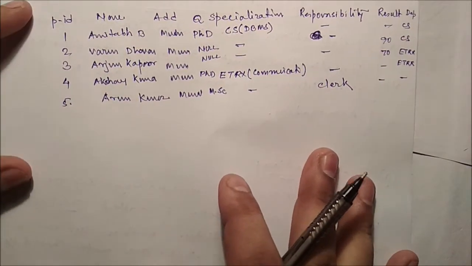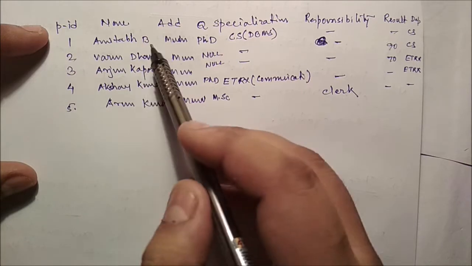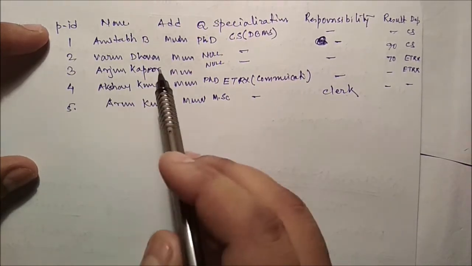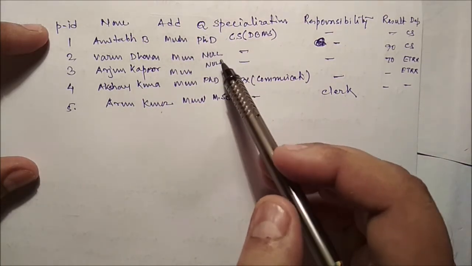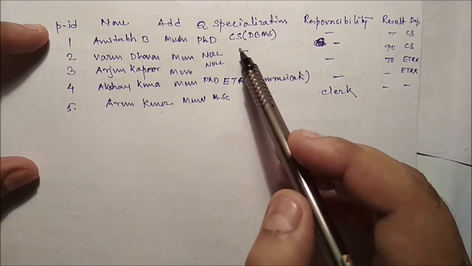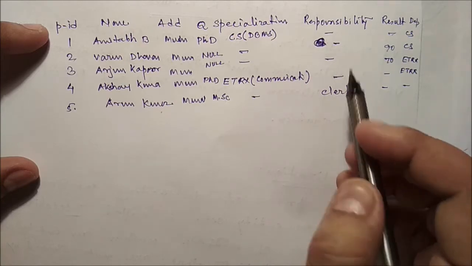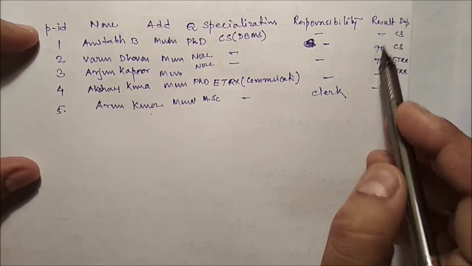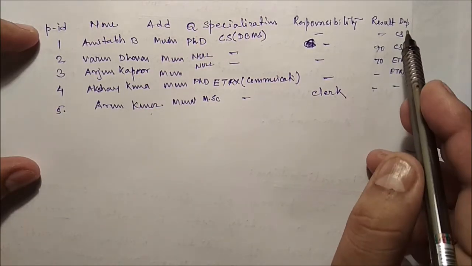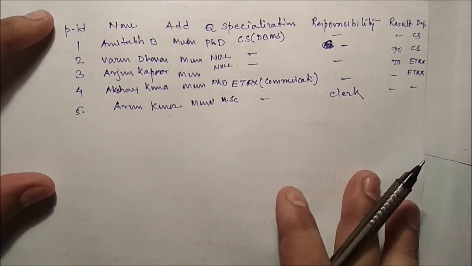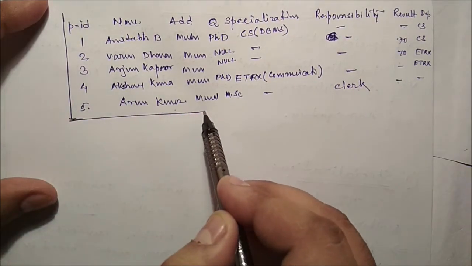Now we can take another example. Say in this particular table, person ID 1, 2, 3, 4, 5, names Amitabh Bachchan, Varun Kapoor, Varun Dhawan, Arjun Kapoor, Akshay Kumar and Arun Kumar. Now addresses, say Mumbai; qualification PhD, null, PhD, MSc; and specialization, say computer science, DBMS, electronics, communication. Now responsibility is nothing there, and clerk. Now here results or marks are there. A dash means null, and departments are given. That means here a few things are very common. Here this particular part is very common.